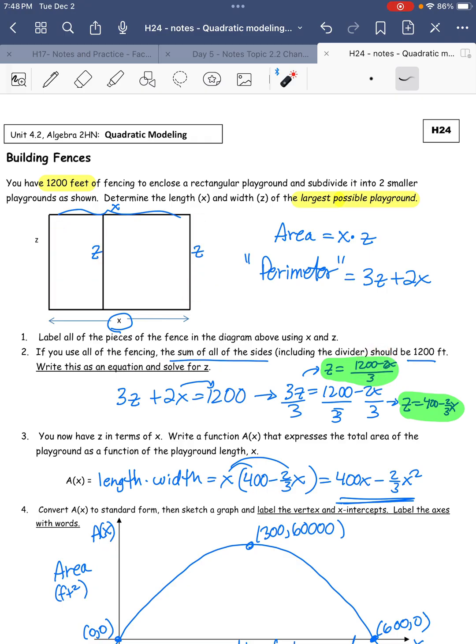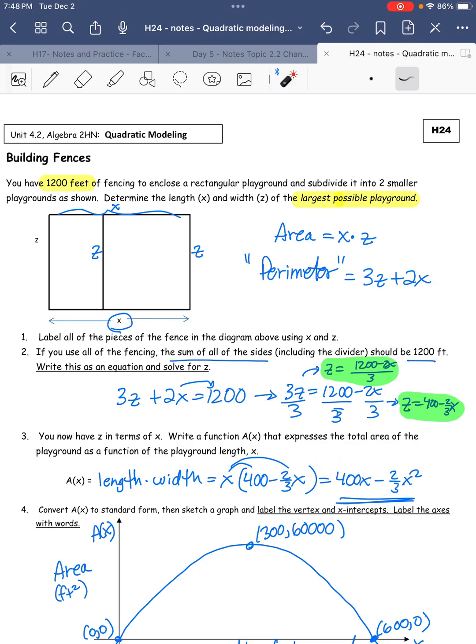Okay, so now we're going to calculate the area. The area of this rectangle is the length times the width. My length is x, so we put x, and my width is z. But remember, z is this, so that's what I put here. We multiply these together, and we have an equation for our area. I multiply that out, and we get to here. And look, that's a parabola. It has a negative x squared, so it's going to be upside down.